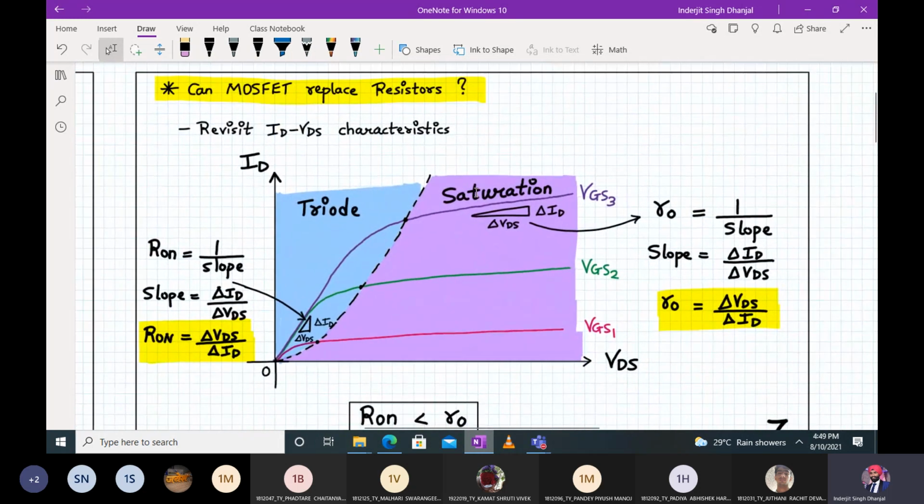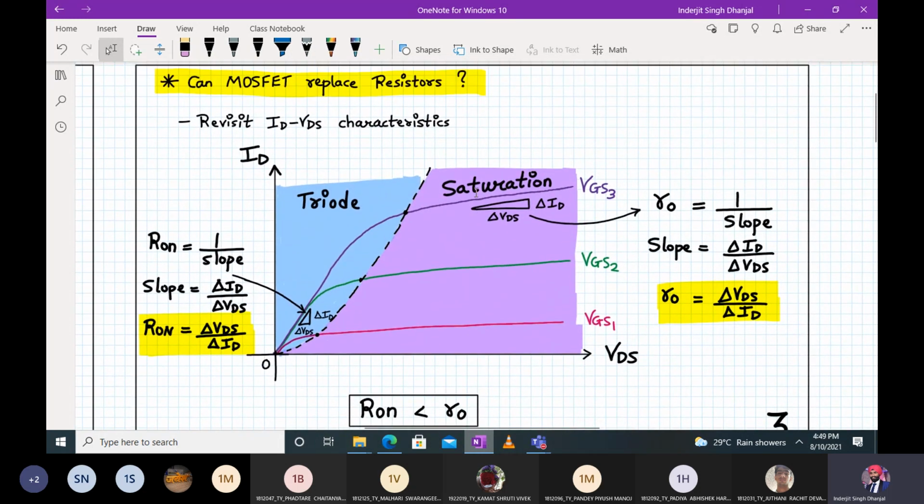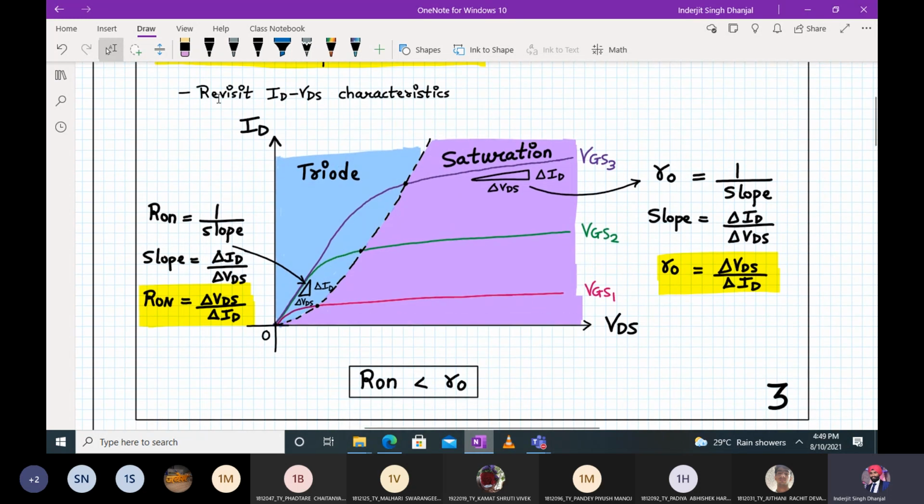So this we have already covered yesterday, just a revision. Can MOSFETs replace resistors? Yes, they can. As you can see, this is the revisit of ID versus VDS characteristics. We have a triode region marked in light blue color, and here we have a saturation region marked in the purple color.